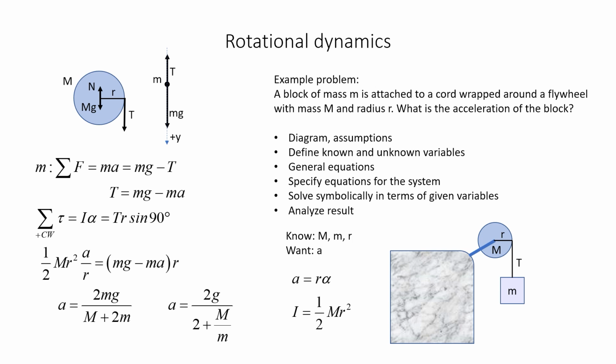The larger the mass of the flywheel, the smaller the acceleration is. That makes sense because a more massive flywheel would slow down the acceleration of the falling block. Also, the larger little m is, the larger the acceleration, and that makes sense as well. The larger the mass of the falling block, the higher the acceleration would be expected.